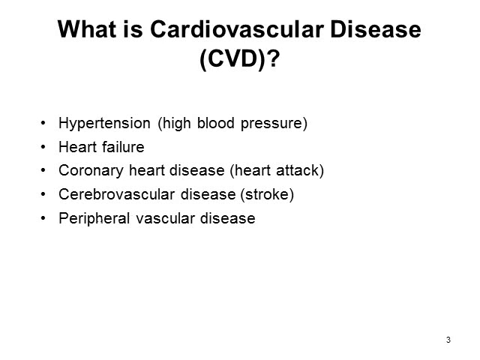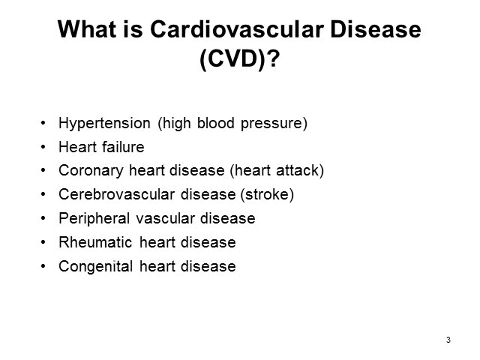Along with these four, we also have peripheral vascular disease and rheumatic heart disease and congenital heart disease. If you're not sure of the difference between a congenital and non-congenital condition, congenital means that you're born with it. Finally, the cardiomyopathies are also grouped as cardiovascular disease under this umbrella term.